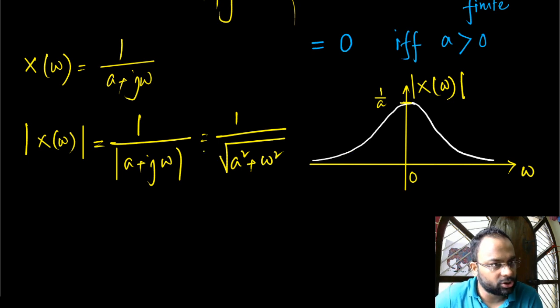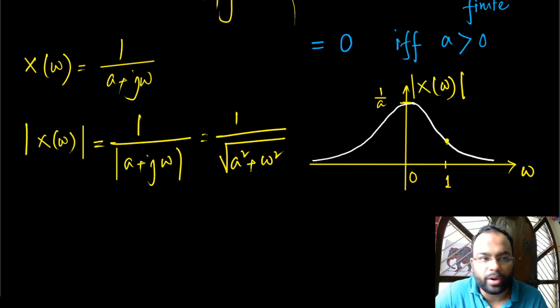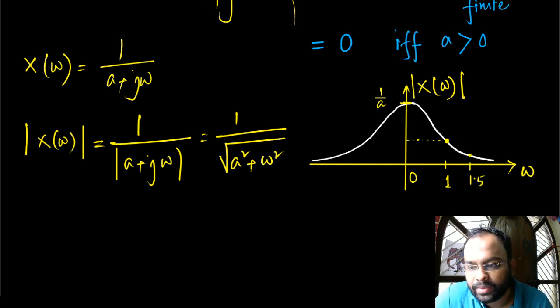Now if I similarly ask you, what is the amplitude of the 1 radian per second component, you can simply go ahead and figure out where omega is equal to 1 and calculate the magnitude. From that, you can tell me the 1 radian per second component has this much amplitude. What is the amplitude of the 1.5 radian per second component? You can tell me this is the amplitude of the 1.5 radian per second component present in the signal.